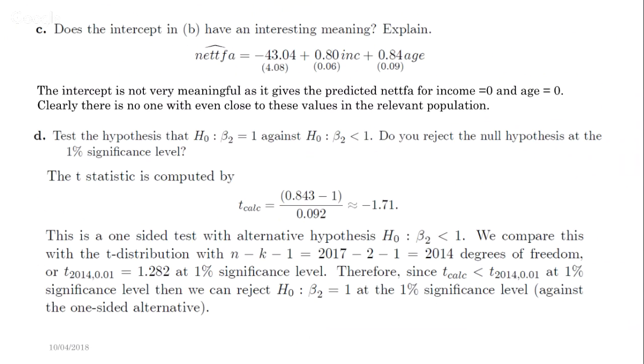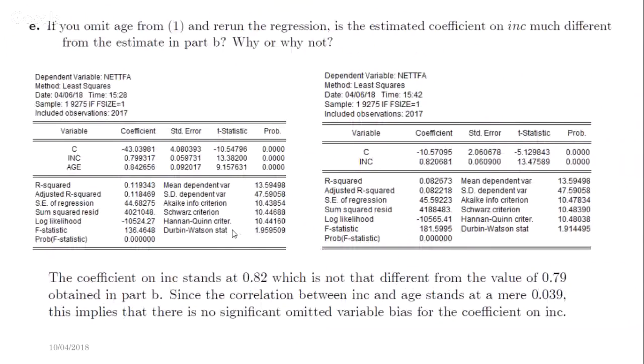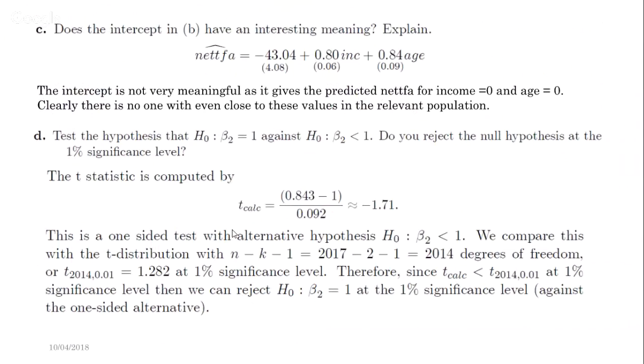In this case, negative 43 is not very meaningful, especially because in our sample we don't have people with zero income and zero age. In terms of data, that's what you would answer here. Okay. All right.